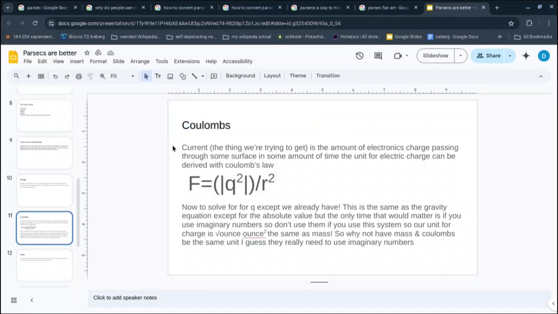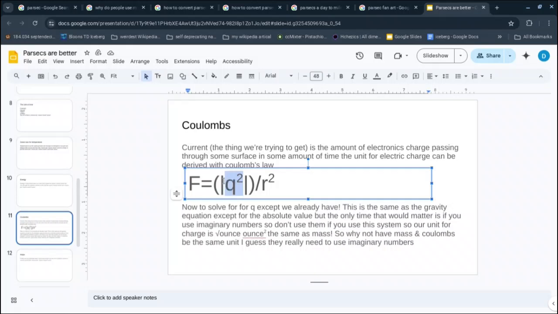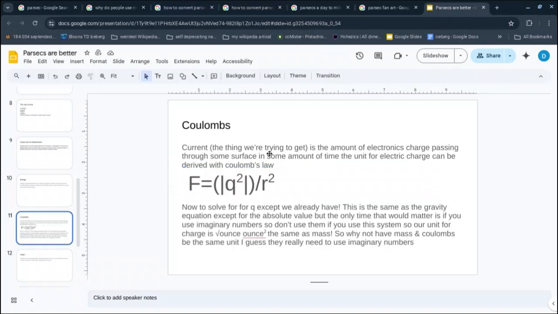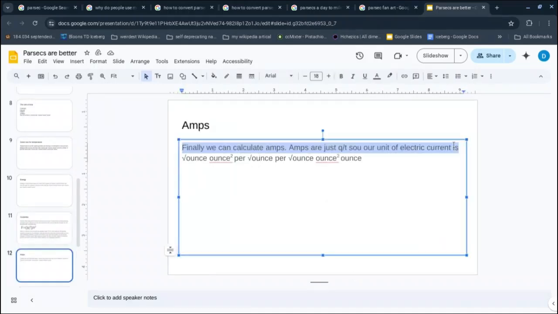Well, this doesn't work. The gravity doesn't have these absolute value bars here. But that only really matters if you're using imaginary numbers. I don't know when you're going to have an imaginary amount of coulombs, but if you do, the OOO system will not help you. Sorry.